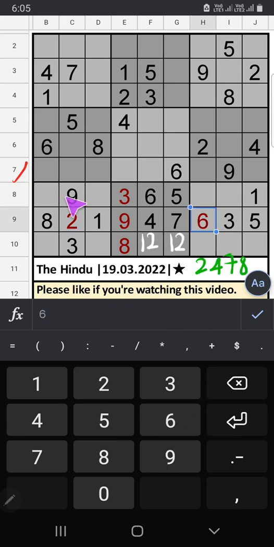Eighth row, 4 numbers are remaining: 2, 4, 7, 8. 7th grade, we have 2 and 8. So 2 and 8 can't come in these cells. It will come in another 2 cells. Column H we have 2. So 2 can't come in the cell. 2 is confirmed here. Then 8 is here.